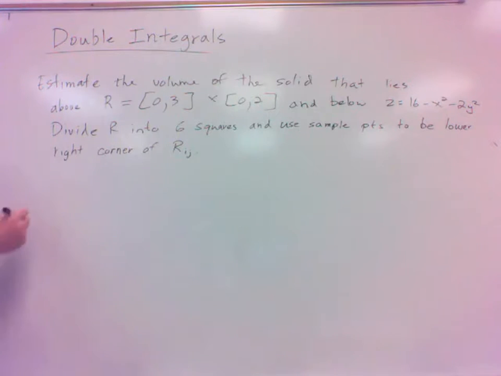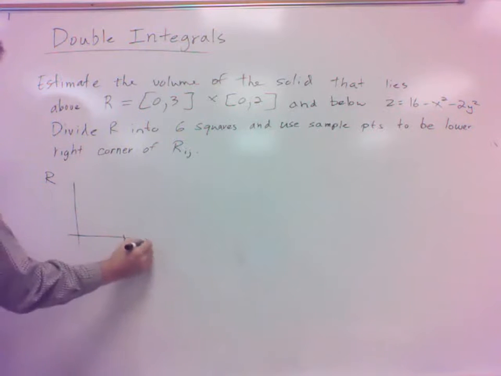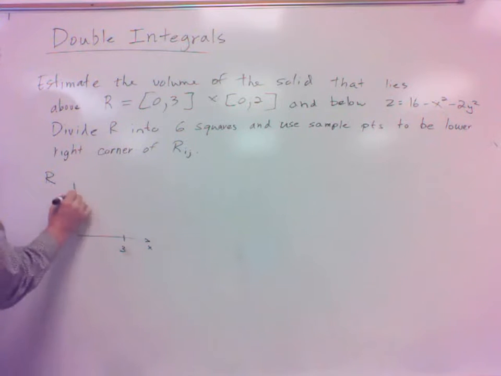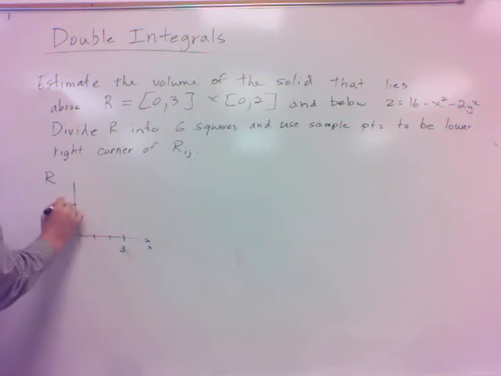So here's what we got. Let's just draw R, and then I'll attempt to draw maybe the actual surface here. Just a rectangle. X runs 0 to 3, and Y goes from 0 to 2. So this is the region here we're talking about that we want to be our bottom part. Okay.